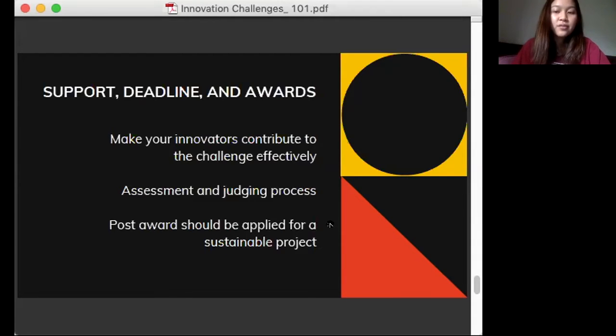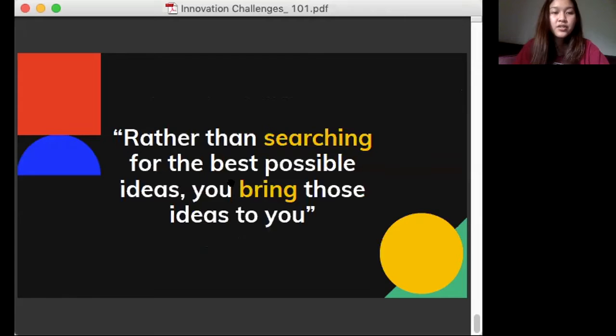Also, while considering the roots of the problem, it considers a holistic view of the potential impact of dynamic change. Most of the approaches is based on prevention is better than cure. So rather than searching for the best possible ideas, you bring those ideas to you.